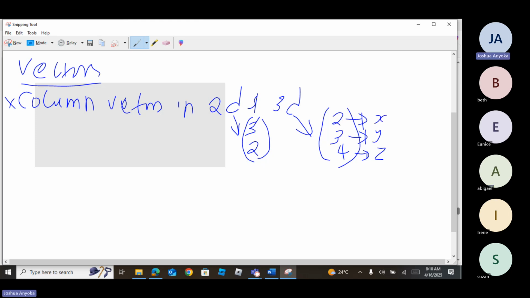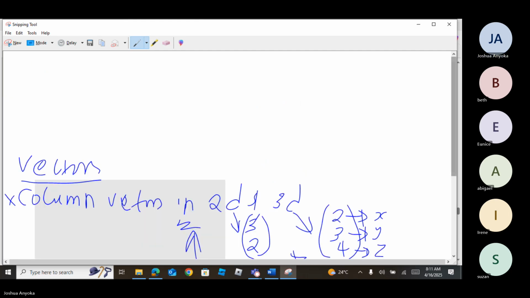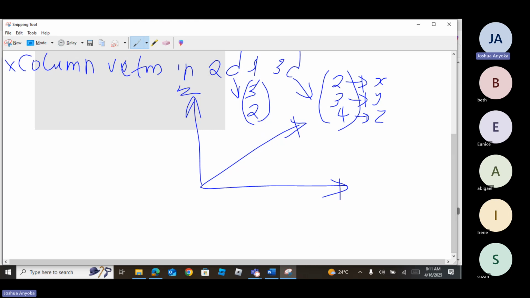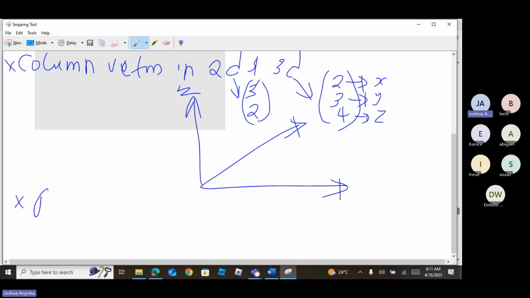So now we are talking of an object at a point that is in 3-dimension. There is a y-axis, x-axis, and a z-axis. After this one, vectors in 3-dimension, we are also expected to know position vectors.